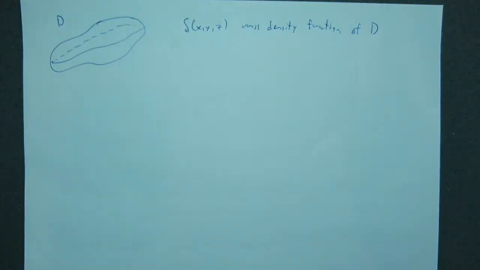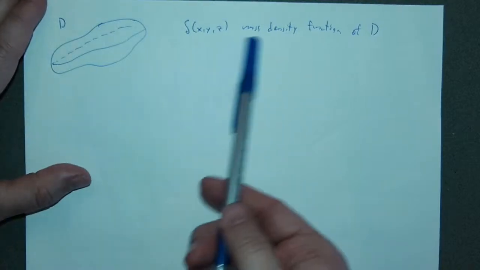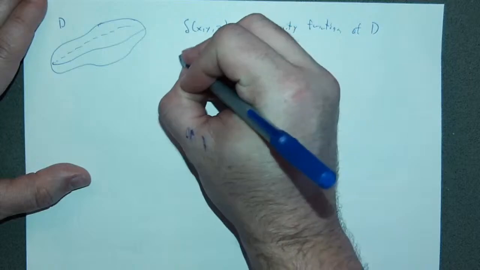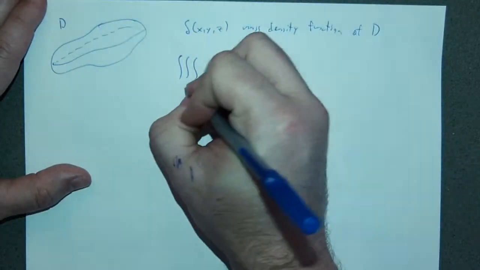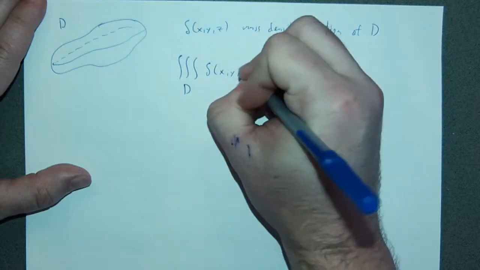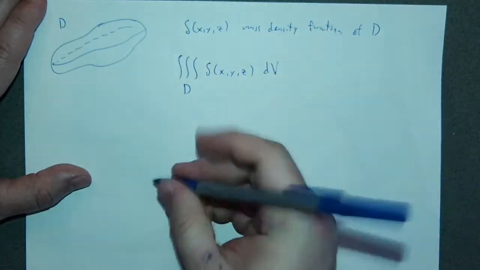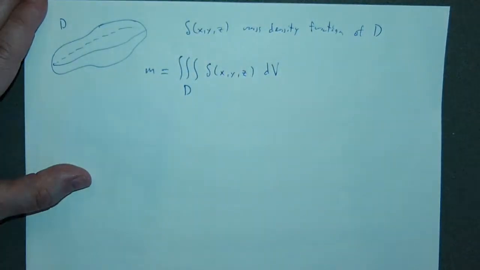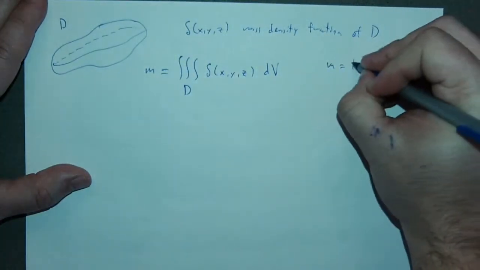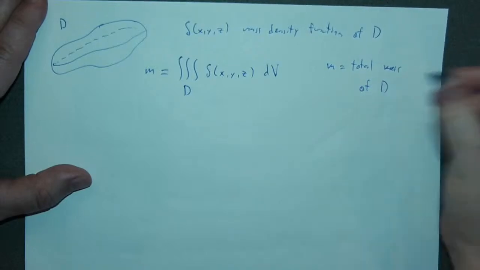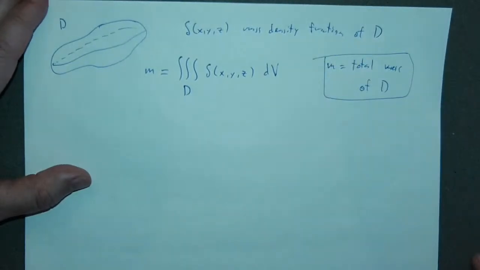All right. Well, if this delta is the mass density function of D, then it turns out that if I define this triple integral over D of this mass density function, what I get from this is actually the mass of D.